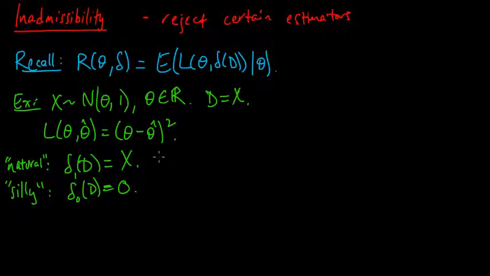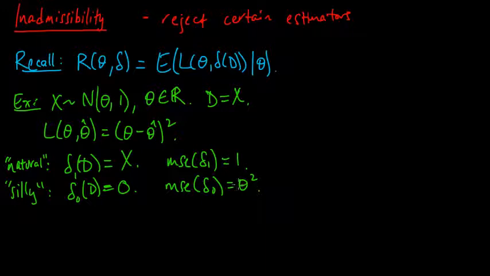And using the bias-variance decomposition, we calculated that the MSE of delta 1 was 1, and the MSE of this silly one was theta squared. That's just an easy calculation. If you didn't watch that, you could check that yourself if you want.